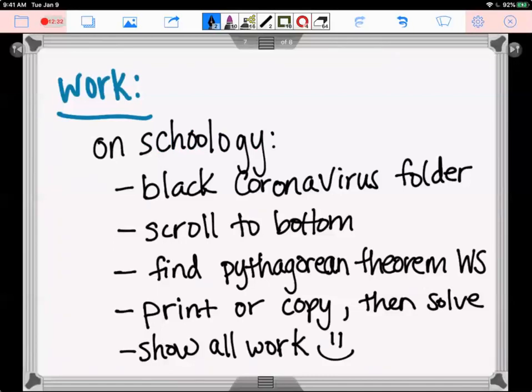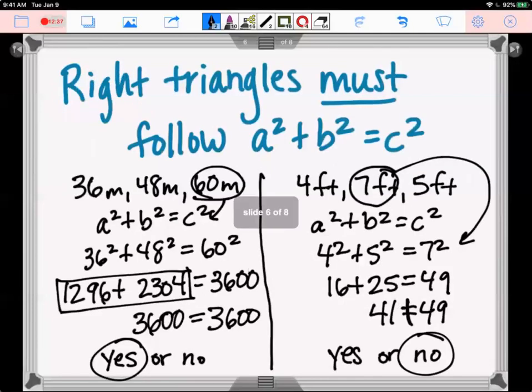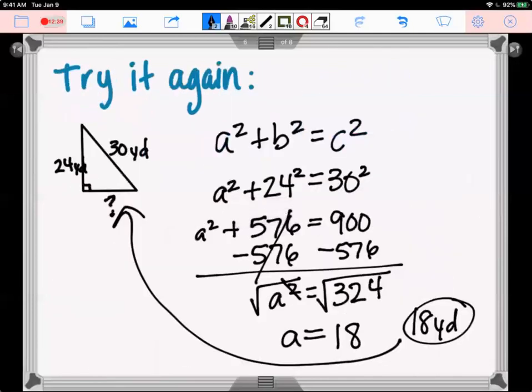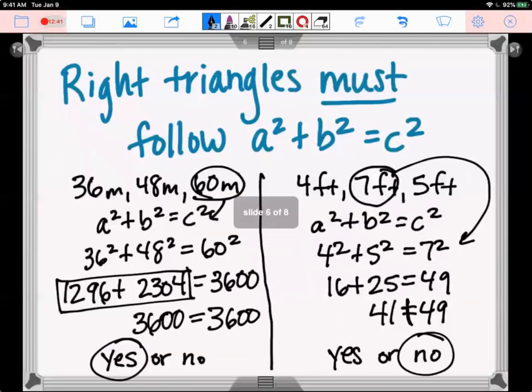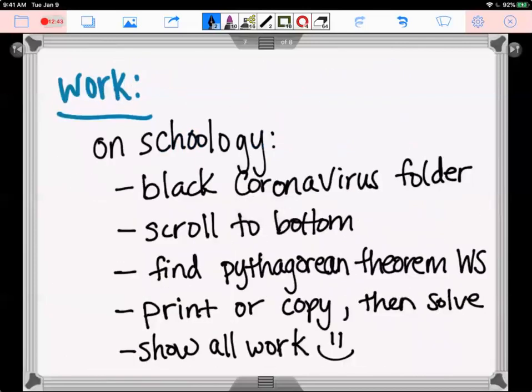And then you'll solve the problems, just like we did on this example, where the leg was missing, okay? So, show all your work. You're gonna show the Pythagorean theorem every time, put the numbers in the right places, show your steps, use that calculator, and then that's Wednesday, okay?